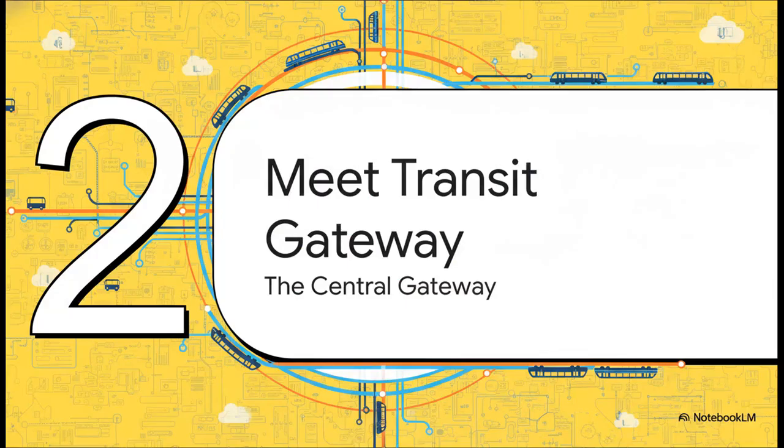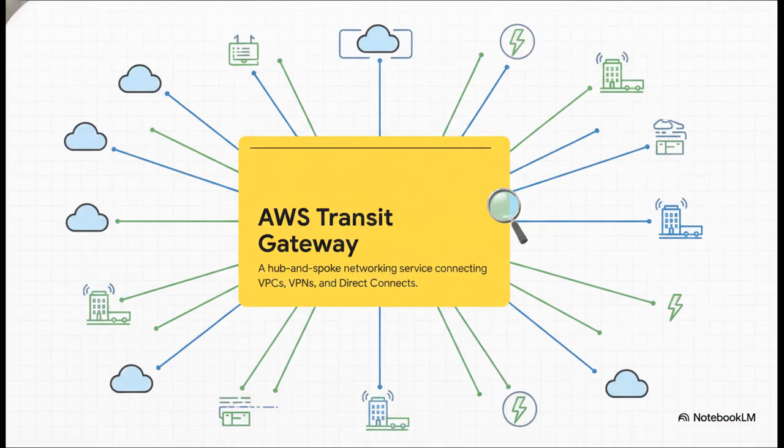Moving to section 2. What exactly is this tool serving as the grand central station of your cloud network? Let's officially meet AWS Transit Gateway. By definition, AWS Transit Gateway, which you'll often hear abbreviated as TGW, is that central hub. It's a hub-and-spoke networking service that seamlessly connects all your spoke VPCs, your external VPNs, and your Direct Connect gateways. The beauty of it is that your spoke VPCs don't even need to know about each other anymore. They literally only need to know how to talk to the Transit Gateway.